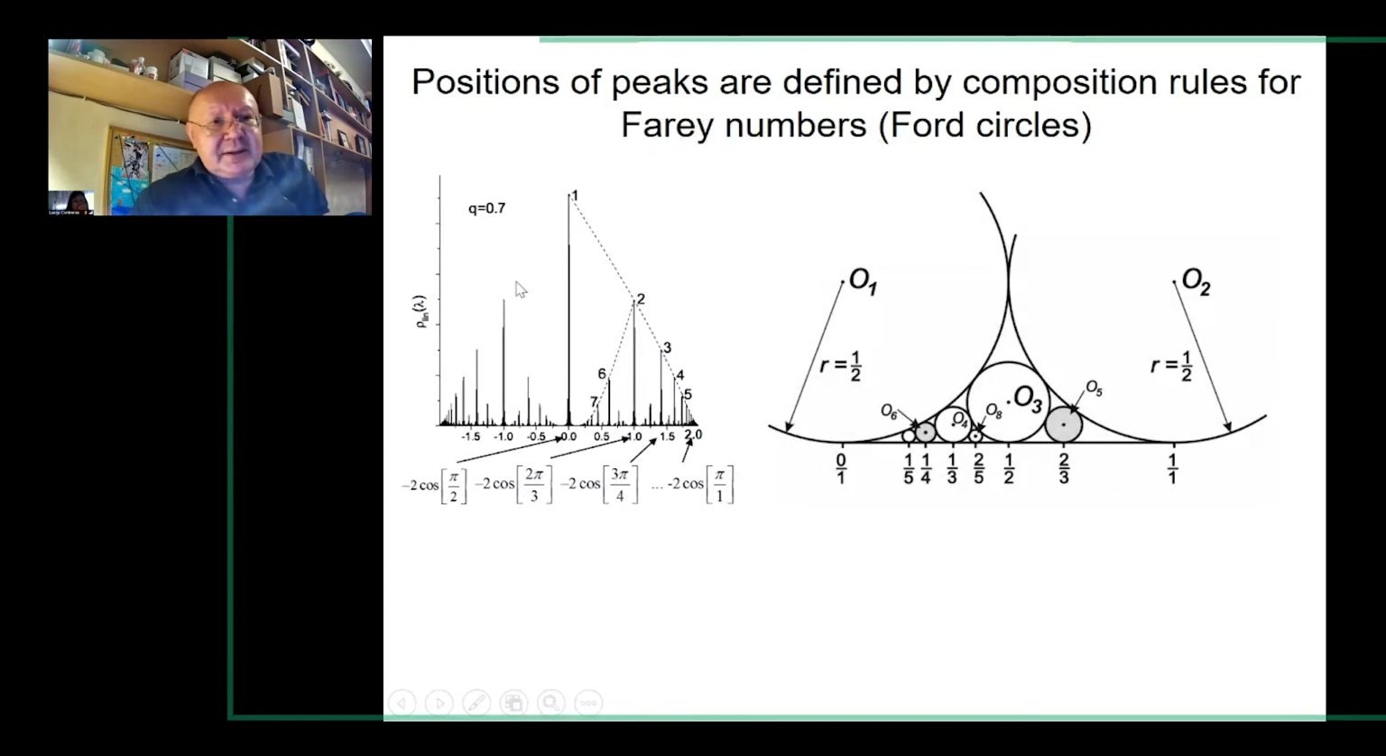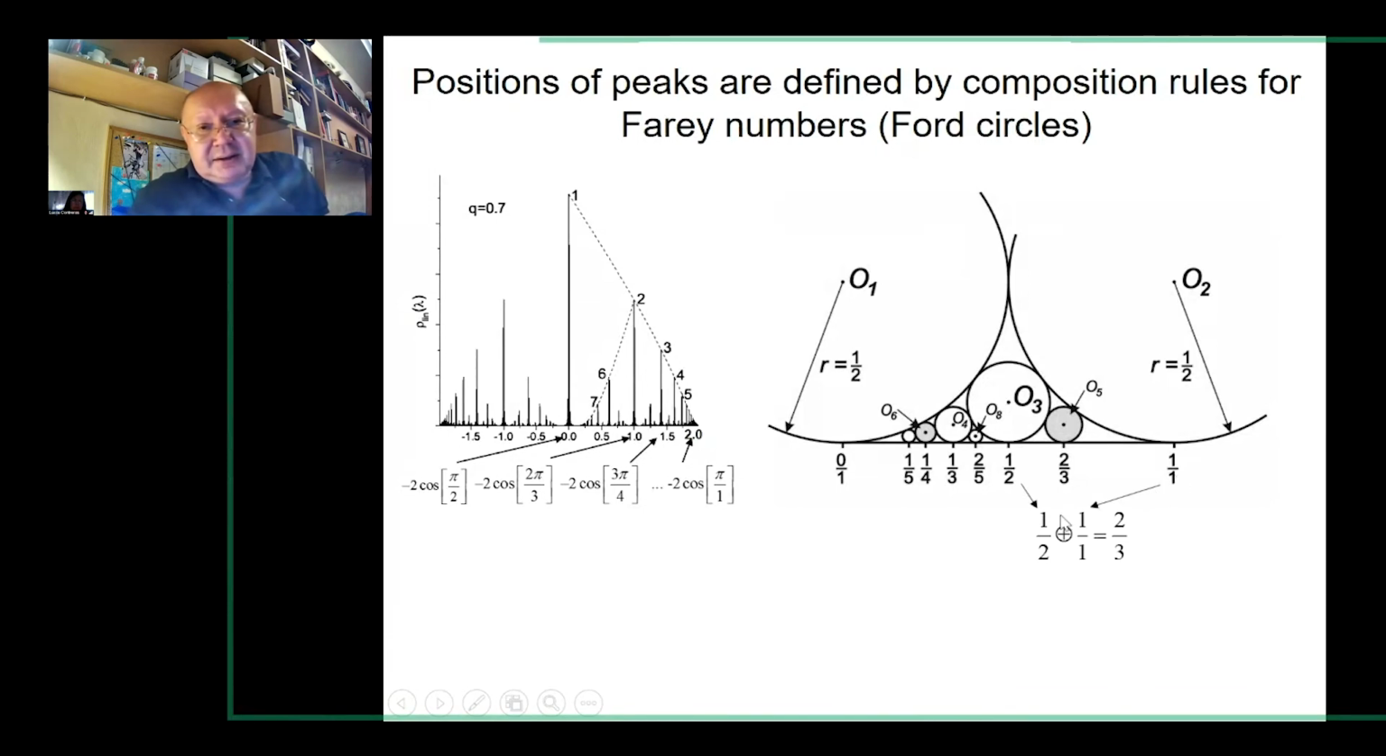So what is the similarity between these two pictures? This is the famous Ford construction, which goes like that. You take the interval between 0 and 1, and you take two circles which touch each other and touch the interval at the terminal points. Then you inscribe the circle which touches these two and the segment, and you ask where is the position of its center. Of course, by symmetry it is 1/2. But now you inscribe the third one, and you ask where its position is, and so on and so forth.